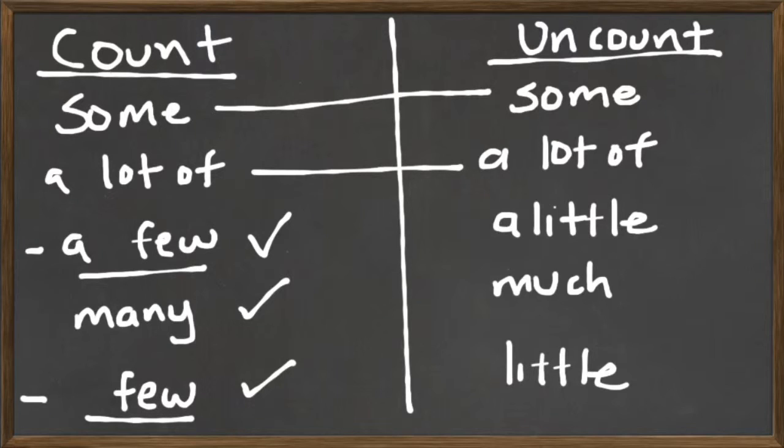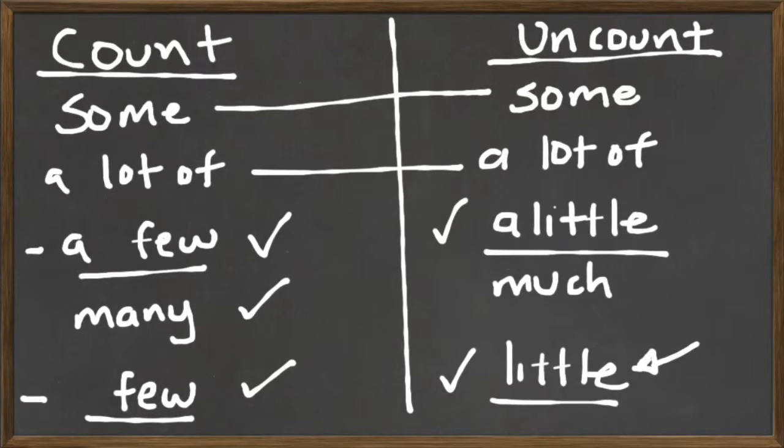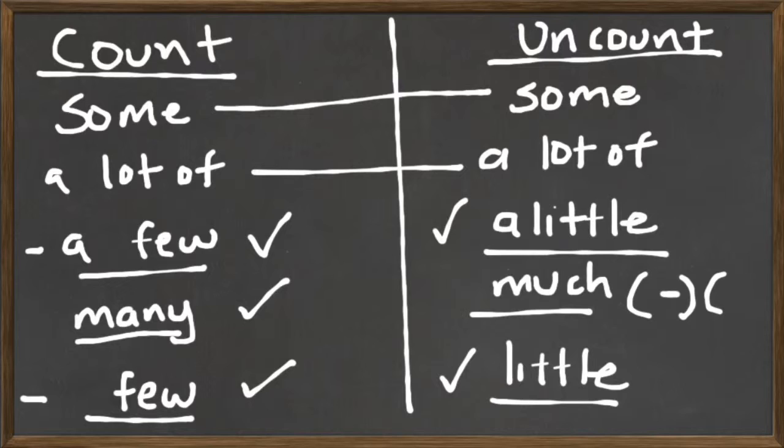The same happens with a little and little. Same story, but for uncountable nouns. A little is a small quantity, whereas little is not sufficient. For example, there's little milk in the fridge, so we need to buy more because the amount is not sufficient. And for large quantities we have many for countable nouns and much for uncountable nouns. However, I need to mention that much is only for negative sentences and for making questions. I will try to give you an example later on so that you can see how we use much.